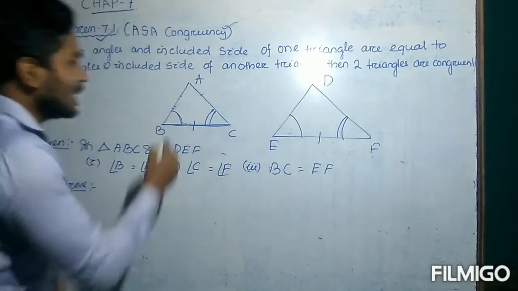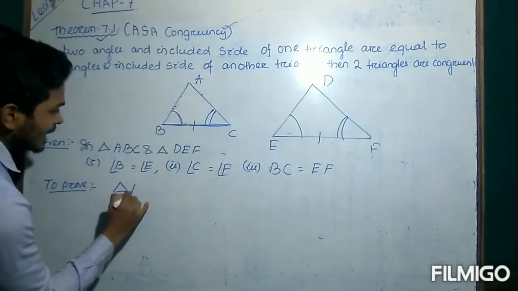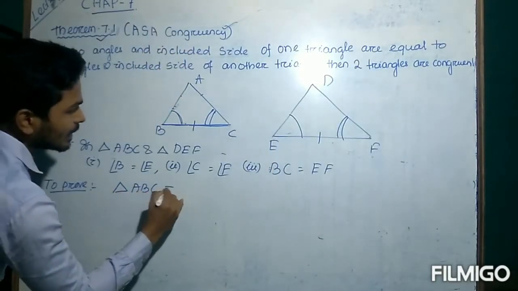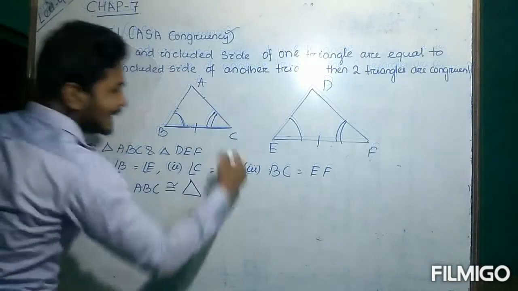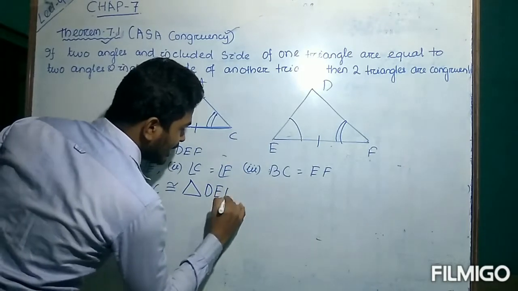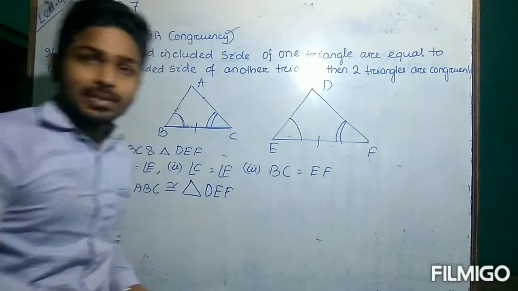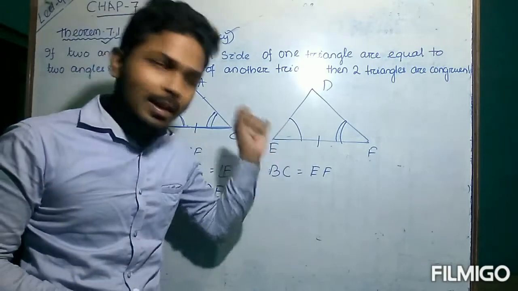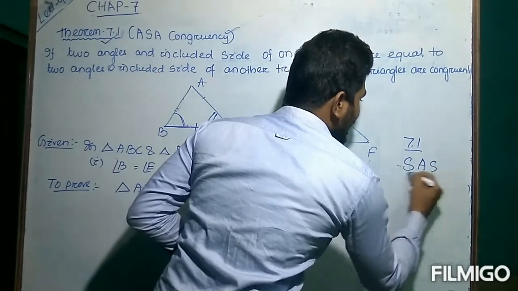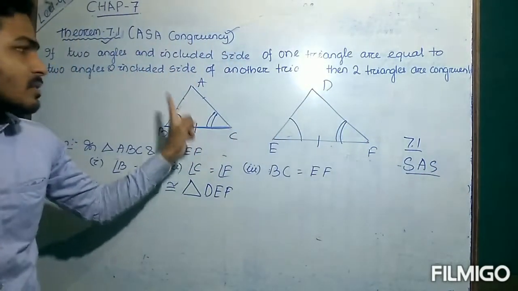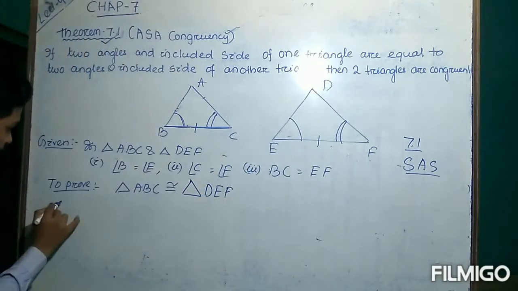We have to prove that triangle ABC is congruent to triangle DEF. Our target is to prove that this triangle is congruent to this triangle by using Axiom 7.1, that means by using the SAS criterion. Okay, so proof.